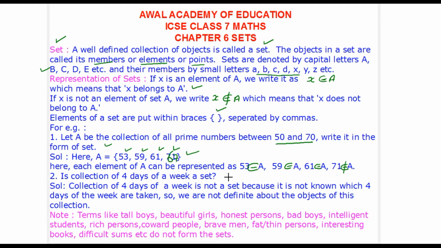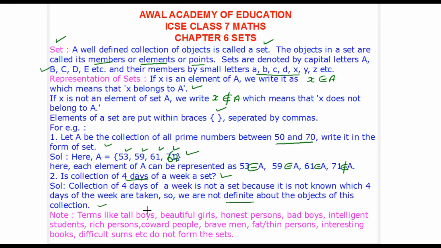In the same way, take another example: is the collection of 4 days of a week a set? There are 7 days in a week, but here only 4 days are given. These are not the first 4 days or the last 4 days of the week. This is not a set because we are not definite about the objects of this collection, right? If the first 4 days had been given, then we would write Sunday, Monday, Tuesday, Wednesday, right?